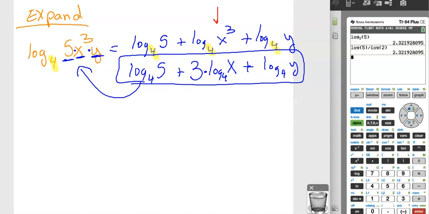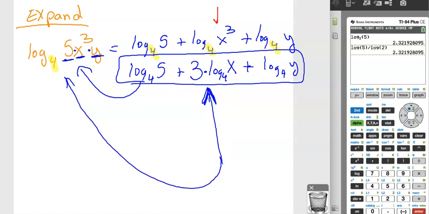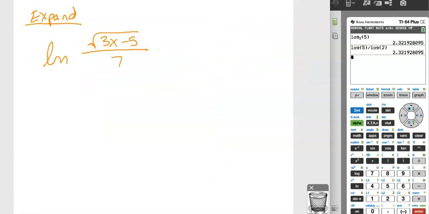Now, look at it this way. To practice it, you need to know how to go backwards. So in other words, if I gave you this as the problem, you need to condense it to that. You need to know how to go from the expanded form to the condensed form, and then the condensed form to the expanded form. Let's try another one.